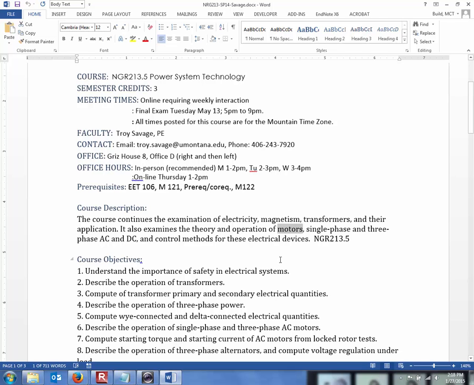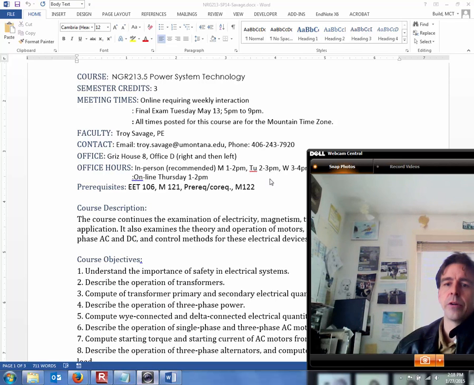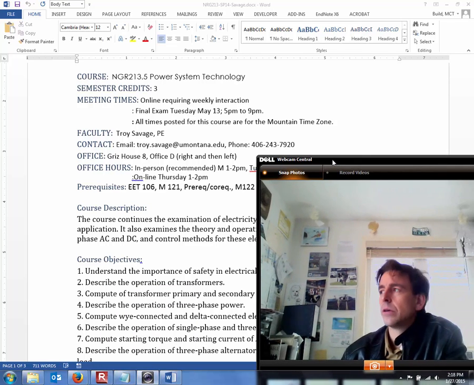So we'll look at that. We'll look at single phase, we'll look at three phase, both AC and DC, and control methods. So that's pretty much it. It's NRG. It's now NRGY. We've moved from a three-letter scheme to a four-letter.